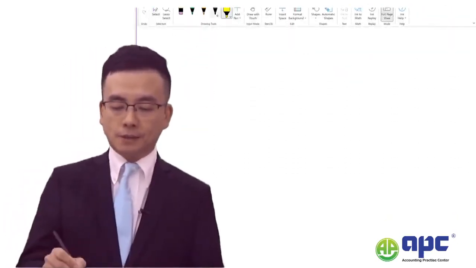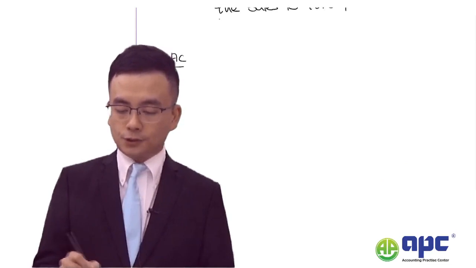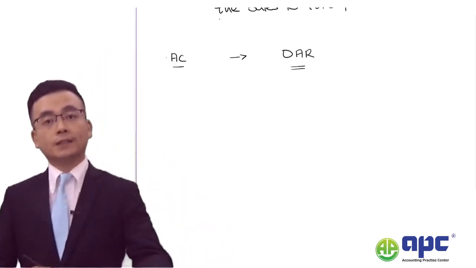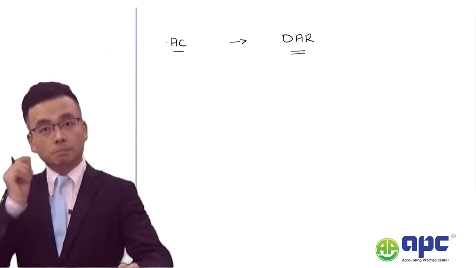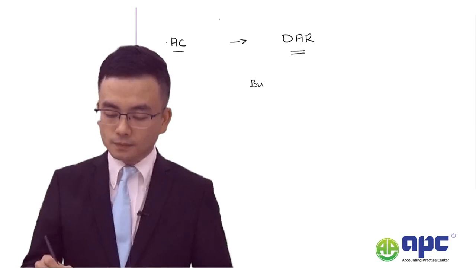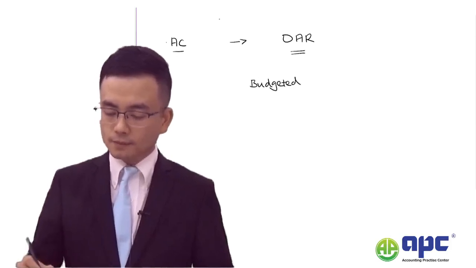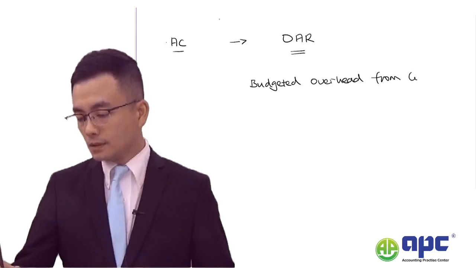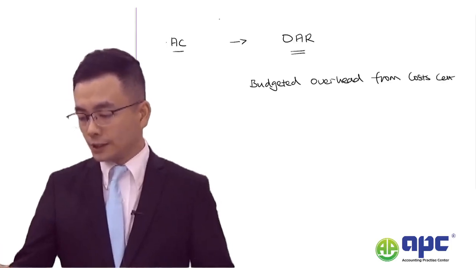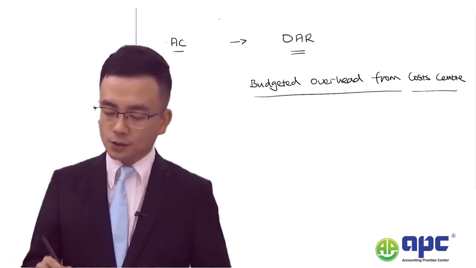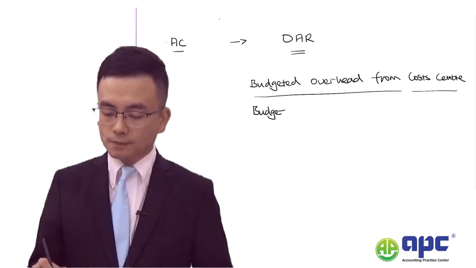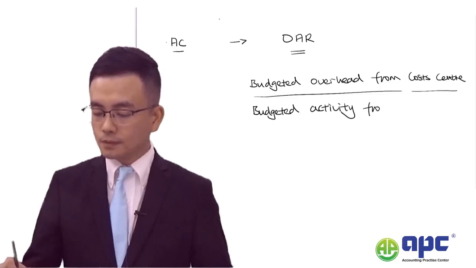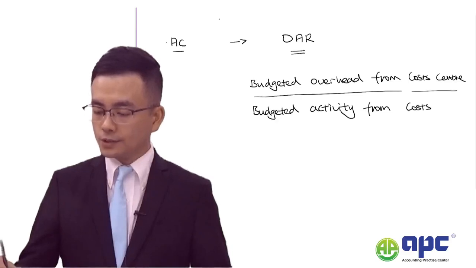Let me write this down firstly. In absorption costing, yes, we are based on the OAR or overhead absorption rate, which means we take the budgeted overhead from each department or cost center, if you like, and divide this into the budgeted activity level from different cost centers.